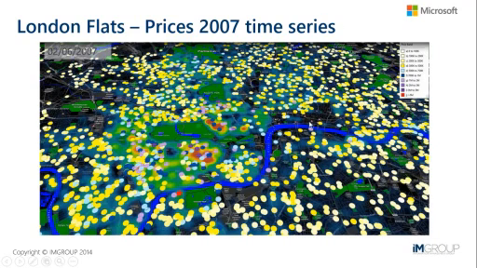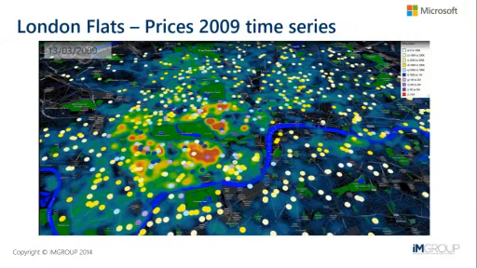Now, one thing we know from the data by looking at the property data from the Land Registry is 2007 was the peak of the market. And by 2008, there was a severe drop-off. And by 2009, you can immediately see the level of activity is much lower than it was in 2007. However, the prices haven't actually changed that much.